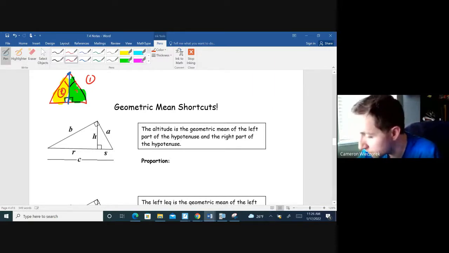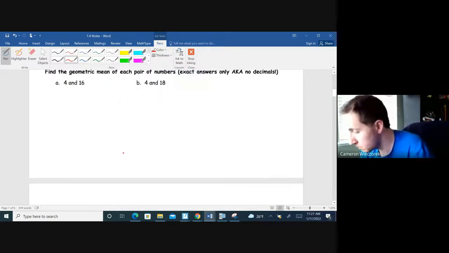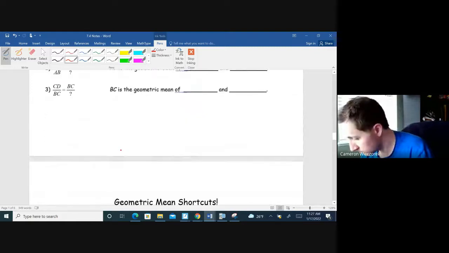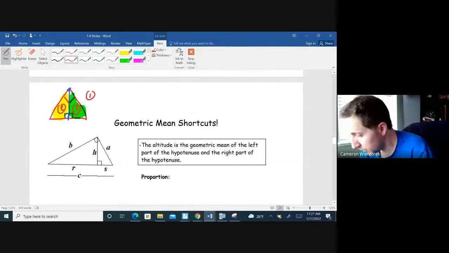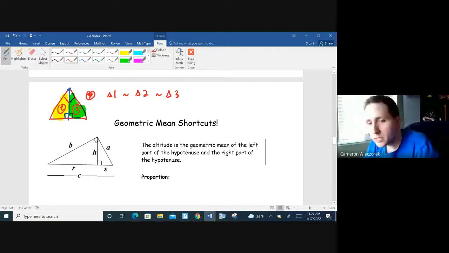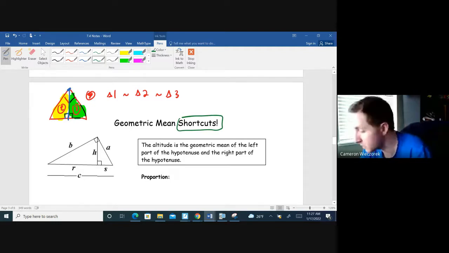So the big takeaway from this was that triangle 1 was similar to triangle 2, which was similar to triangle 3. And we spent time setting up the proportions, which eventually led us to say, oh, look at that. There are some geometric mean shortcuts that actually happen every single time that we set up these three triangles.